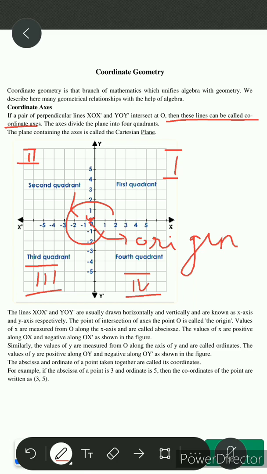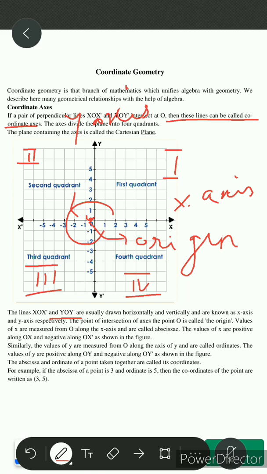The lines XOX dash and YOY dash. The first number line, we keep it horizontally. The line which we keep horizontally is known as x-axis. And the number line which we keep vertically, that is our Y or Y dash, is the y-axis. The intersection of both is origin.